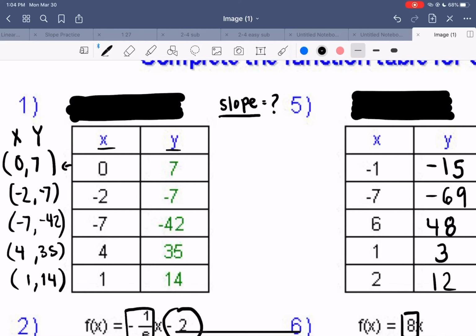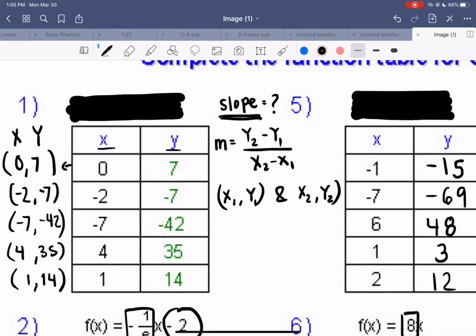So when we're finding our slope, we have a formula for that, and that is m equals y2 minus y1 over x2 minus x1. So that means we need an x1 and a y1 and an x2 and a y2. So remember that as long as your 2's are together and your 1's are together, it doesn't matter. So I can pick any of these points over here, and I'm going to choose these two. I can pick any 2 and I'll get the same answer.